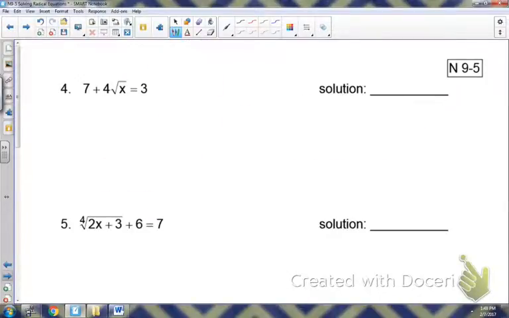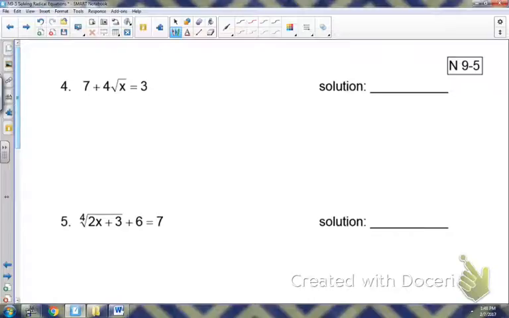Alright, looking at 4, circle your radical. So it's just the square root of x. The 4 is a coefficient. So we have to get rid of the 7 and the 4. First, you have to get rid of the 7. So subtract it. Then we have to get rid of the 4 in front by dividing it.